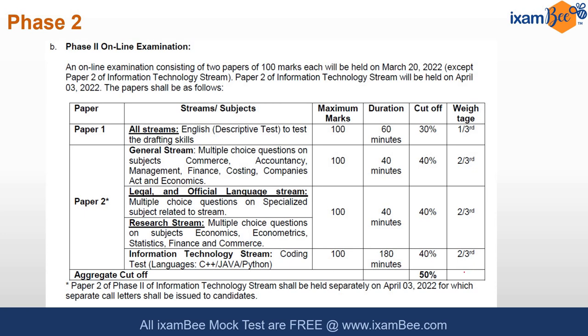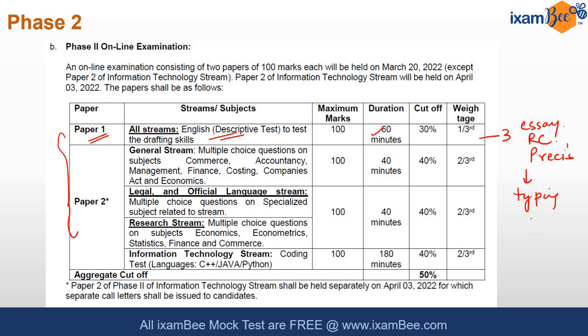So let's have a look at the exam pattern for phase 2. Phase 2 will also consist of two papers like phase 1. However, here the paper 1 is different. The paper 1 is your English descriptive test, which is going to test your drafting skills. Here you will get 3 questions, one related to essay, the other to reading comprehension, and the third one will be a precis writing.